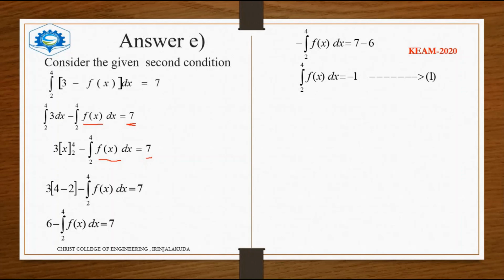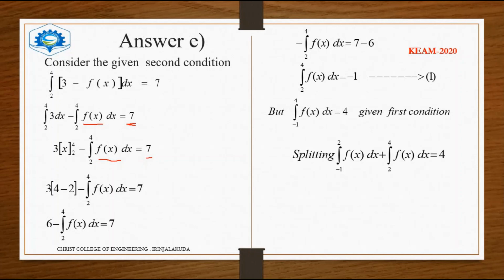Now we have not yet used the first condition. So this is your first condition. Now how can we use our new result in this first condition? You may notice in our new result, equation 1, we have the lower limit as 2 and upper limit as 4. So what we do is, in our first condition, we are going to split the integration into 2. That is from minus 1 to 2 f of x dx plus 2 to 4 f of x dx.